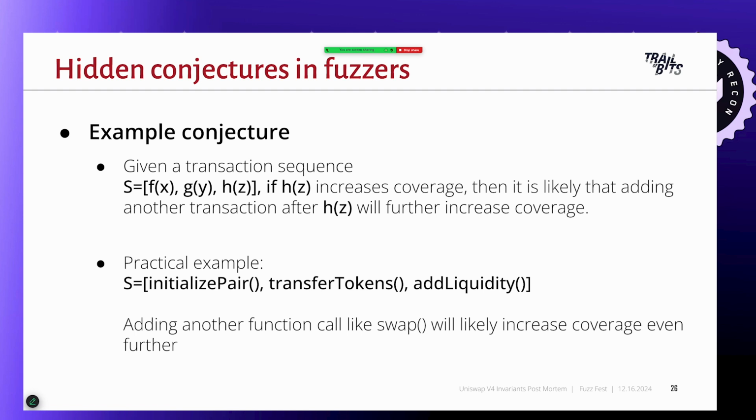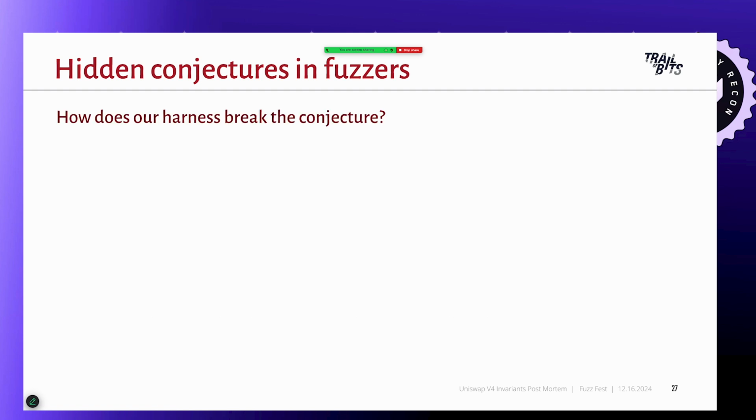In an ideal world, we would want to be able to test real-world contracts, but there's really not enough bugs out there to do a good benchmark. But this is hidden conjectures. The reason why I call them hidden, by the way, is because nobody talks about them. There's nothing actually hidden about them. So this hidden conjecture that we just talked about is broken by our harness. How is it actually broken?